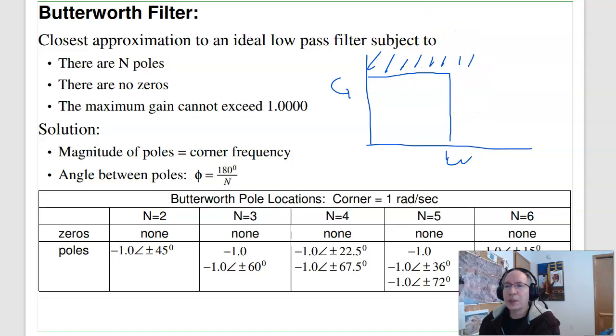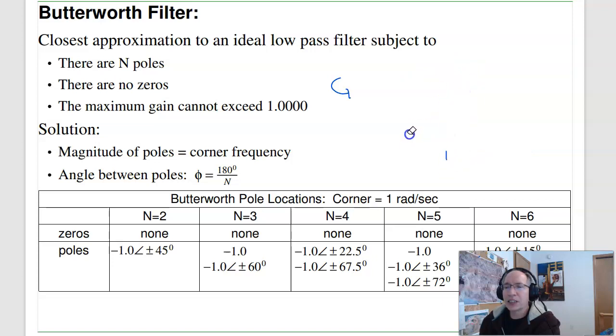The nice thing about Butterworth filters is there's only one of them, so these are nice for midterms. If I create a midterm, I'd like there to be only one answer. They're actually pretty easy to calculate as well.